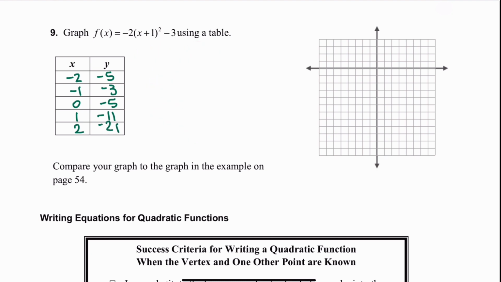And then I can go ahead and plot these points. I have the points -2, -5; -1, -3; 0, -5; 1, -11. And then everything else is going to be off the graph. But I do know that parabolas have an axis of symmetry that goes through the vertex. That's going to be the highest point. And then this is going to reflect over just like it did before.